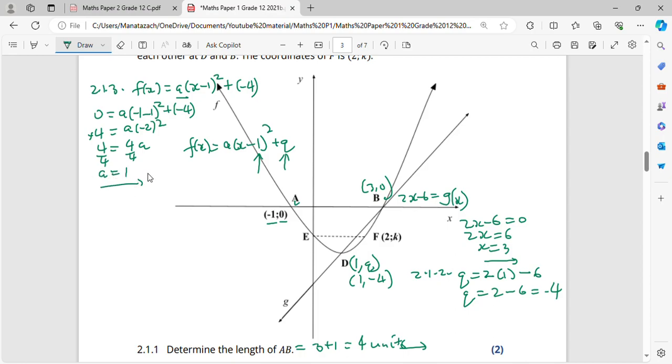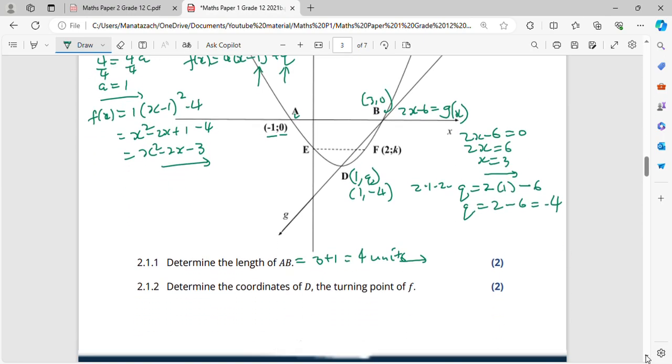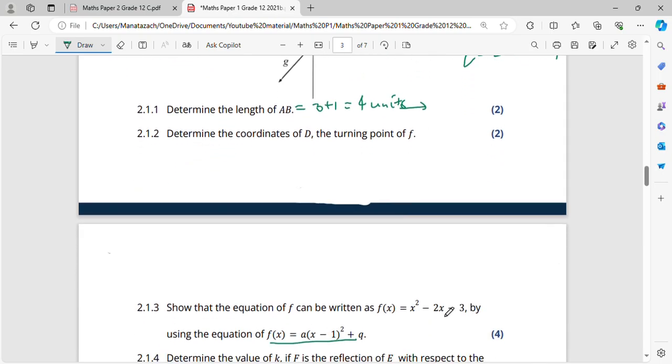So now that I know that a is 1, I can rewrite the function of f of x as 1 times x minus 1 squared minus 4. So that's x squared minus 2x plus 1 minus 4. So that's x squared minus 2x minus 3. So that's what the question was asking us. I believe we have proven this same expression here.